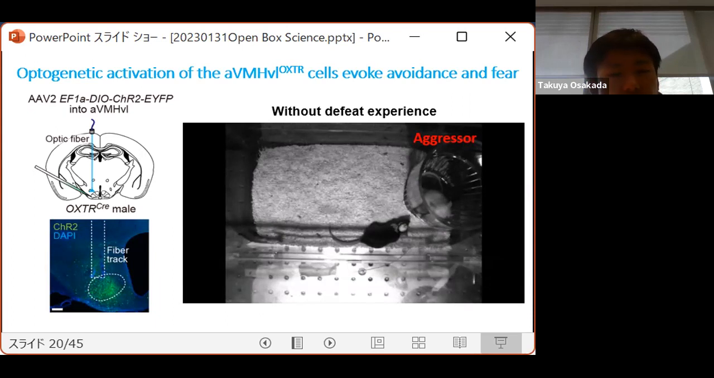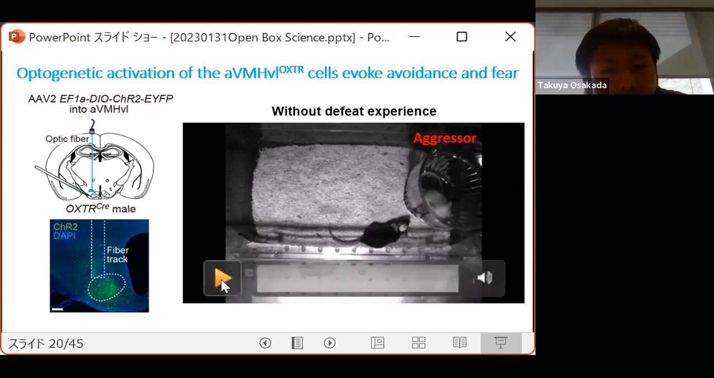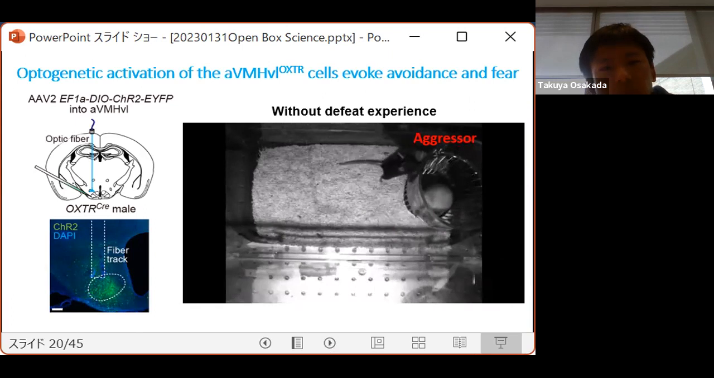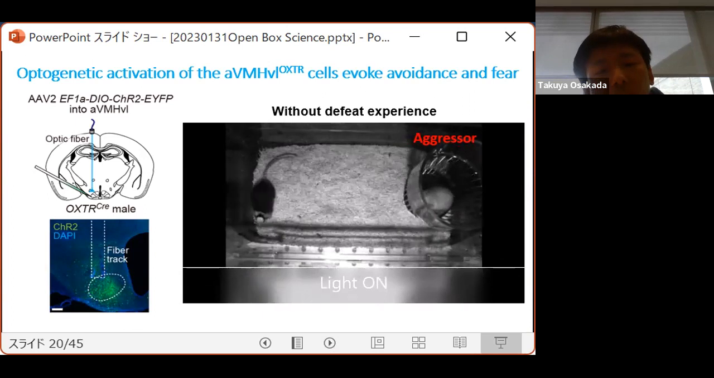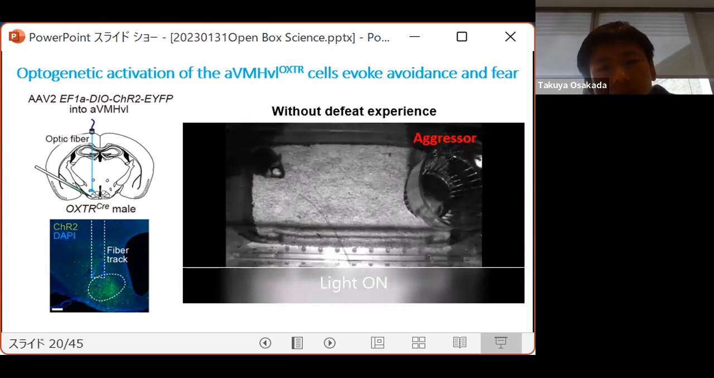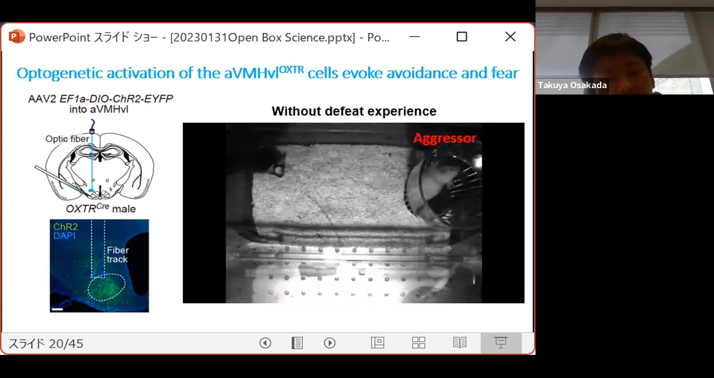To address this question, we expressed the ChR2 channelrhodopsin in the same region. So here's the video. In the first half, there is no light, so he can approach towards the cup. But once the light is turned on, he shows a quick retreat, even though there are approaching behaviors. It means the activation of the neural activity.